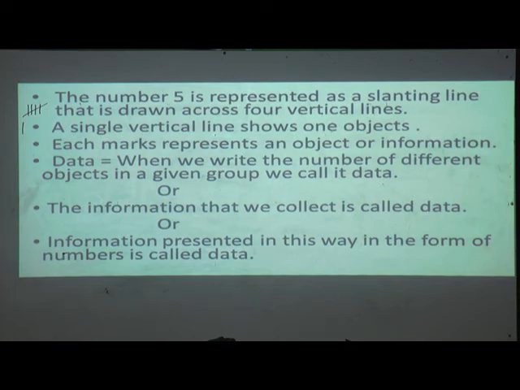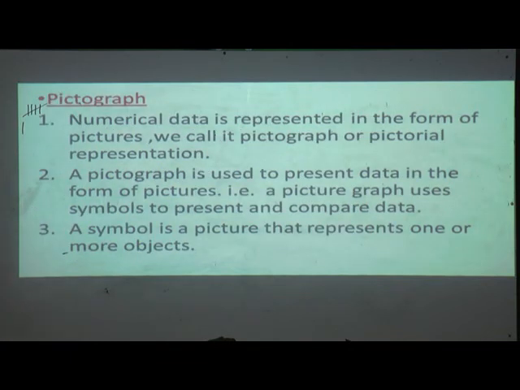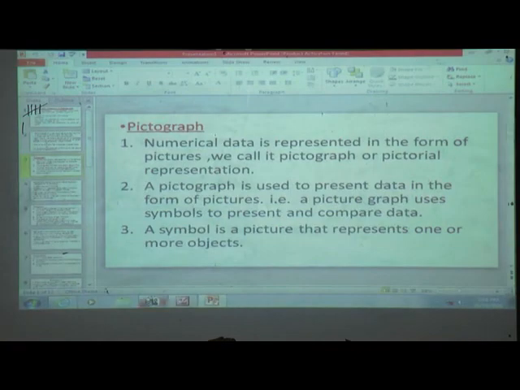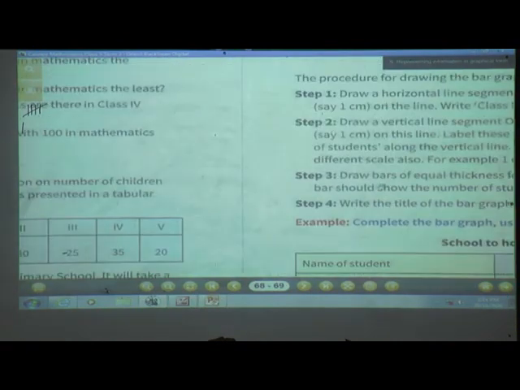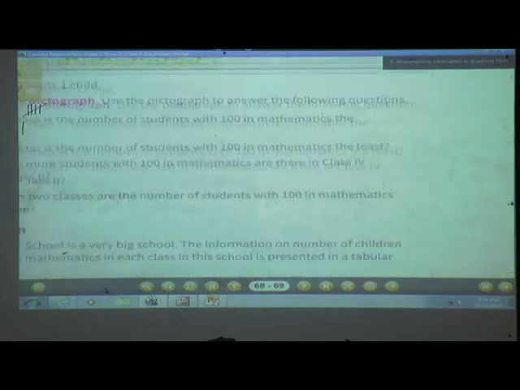Now students, we will see the next point, pictograph. This is a way that we can show our data in the form of pictures or symbols. This is one type of graph, pictograph. We will see. First of all, just see page number 68. Here they have given us information about the pictograph.